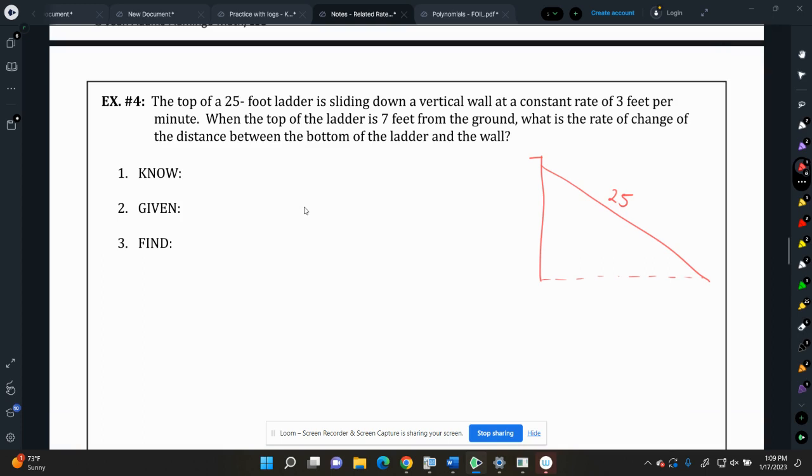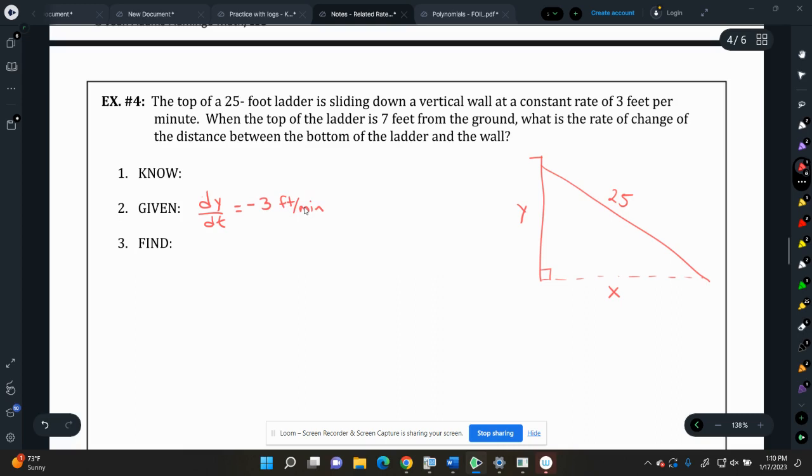All right, a 25-foot ladder, let's focus, Carson, is sliding down a vertical wall at a constant rate of 3 feet per minute. It tells us it's a vertical wall because then we can make the assumption that it's making a right angle, okay? So it is sliding down, so I'm given, we're going to call this y and we'll call this x. I'm given dy/dt. What's dy/dt? It's going to be negative, right? Negative 3 feet per minute.